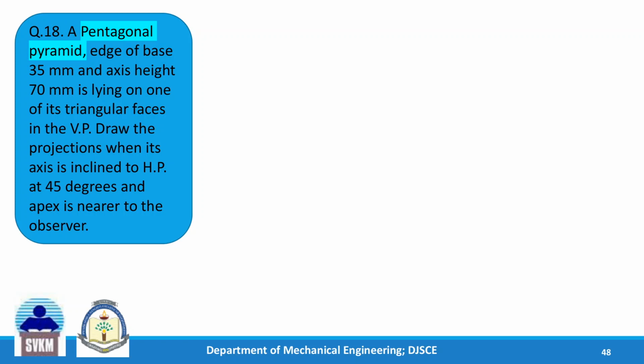What is the data for the second step? It's lying on a triangular face in the VP. Okay, so this is important. So this is the data for the second step. And third step, we are going to reorient the second step top view, and then see that the axis is inclined to HP at 45 degrees and apex is nearer to the observer. Let us see this.